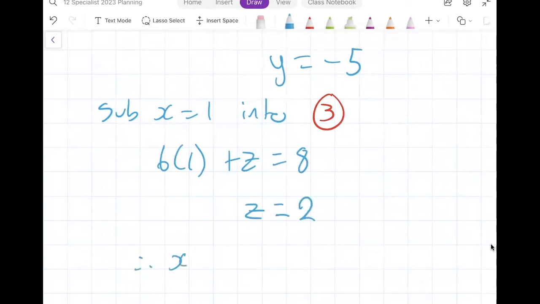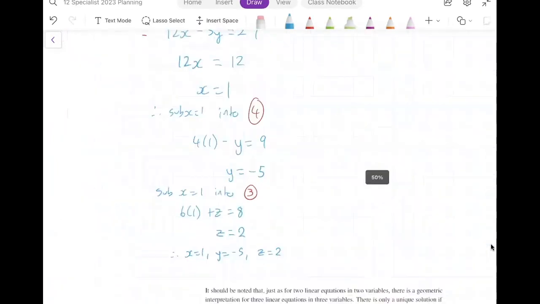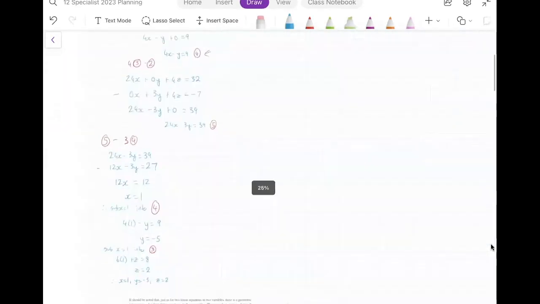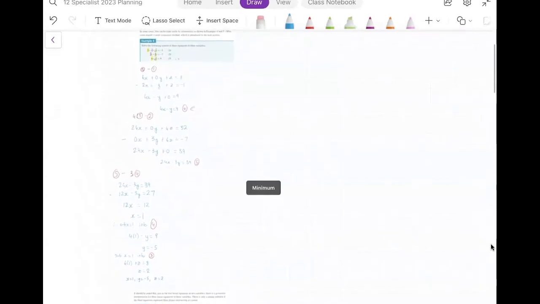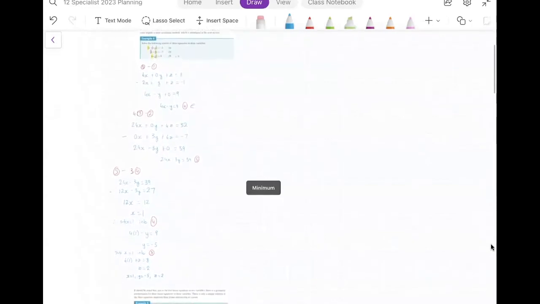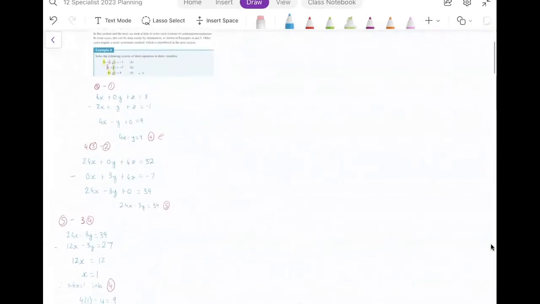So therefore, x equals 1, y equals -5, and z is equal to 2. That's my solution to those three equations using elimination method. So that is my first example using elimination method. And we can see it's quite a long process. There's a lot of steps and it can be quite tedious. So there's a more efficient way to go about it.